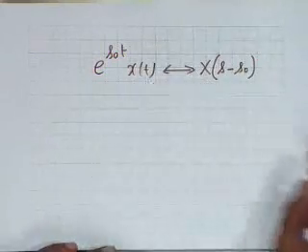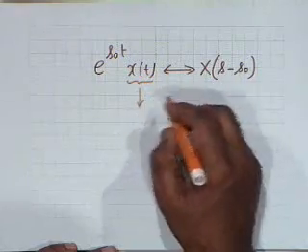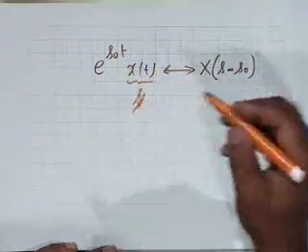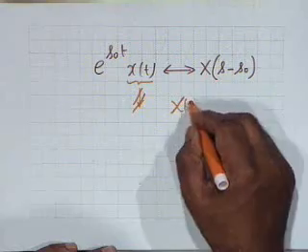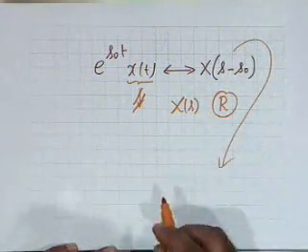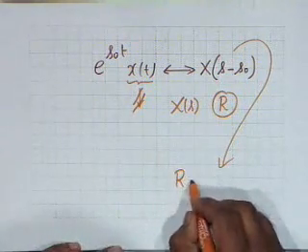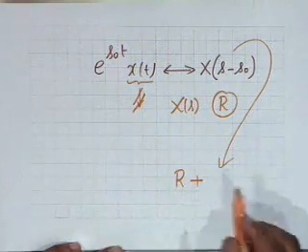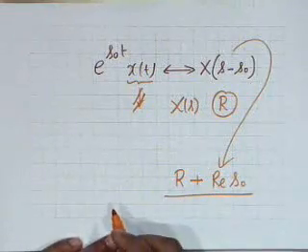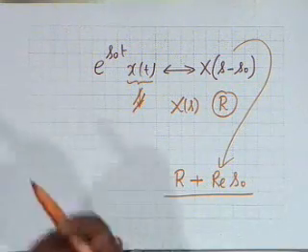and if the region of convergence of x of s is R, then what is the ROC of this? X of s minus s naught. So it must be R plus, yes, real part of s naught. That is right. It depends on the sign of the real part of s naught.